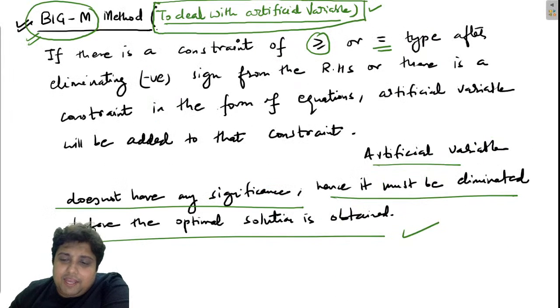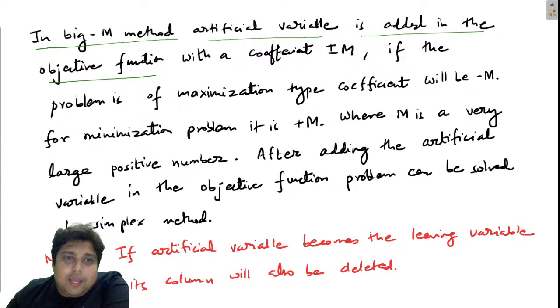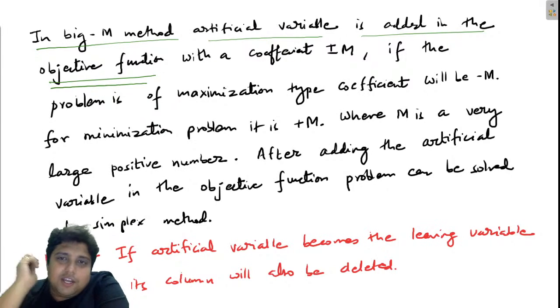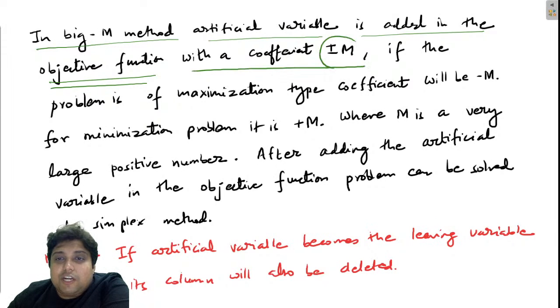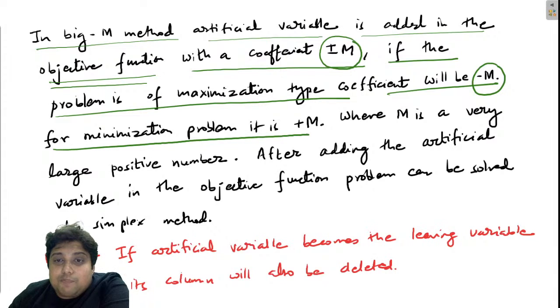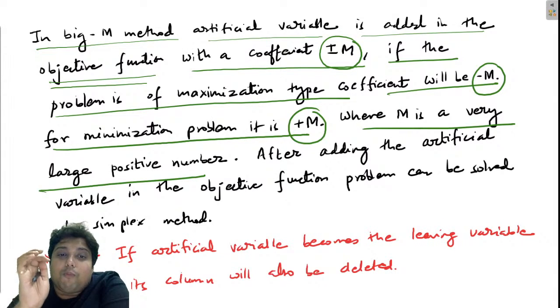What does the Big M method say? In the Big M method, the artificial variable is added in the objective function. We add the artificial variable to the objective function with a coefficient plus or minus M. If the problem is of maximization, the coefficient is minus M. And if the problem is minimization, the coefficient is plus M, where M is a very large positive number. I hope you all got my point.